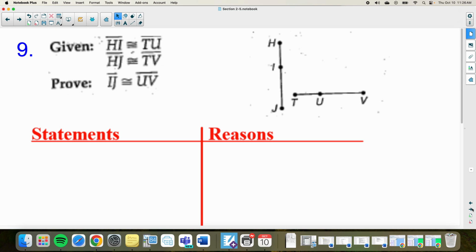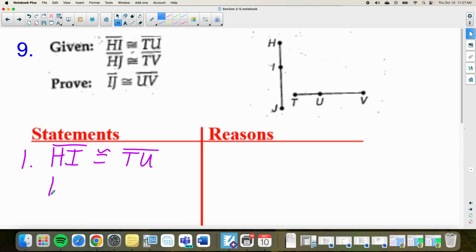Okay, this one is kind of hard, I will be honest with you guys. So here's the deal. Let's write down our given. So segment HI is congruent to segment TU, as well as segment HJ is congruent to segment TV. That is given.